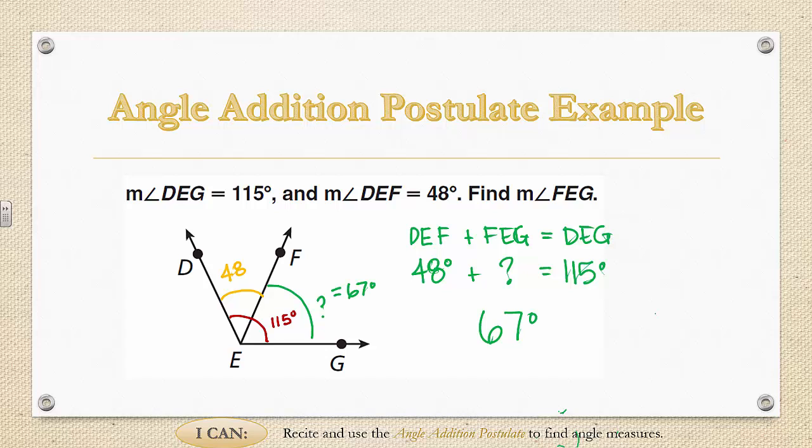And then double check that. Does 48 plus 67 give you 115? And in fact it does. So I can recite and use the angle addition postulate to find angle measures.